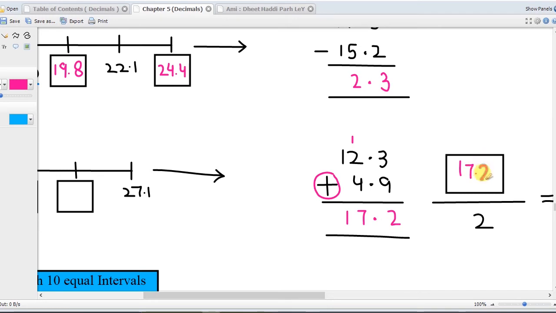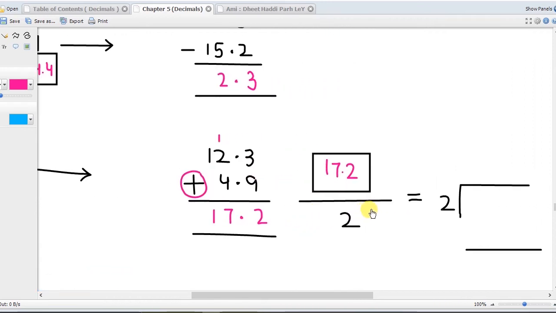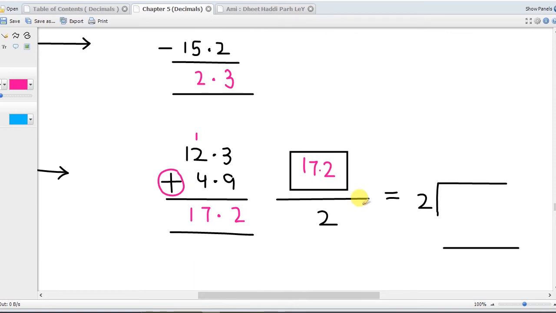Now simply divide this 17.2 by 2. Why are we dividing it by 2? Because the numbers we are taking here are just two values, right? If there are 3 values, we divide by 3. If there are 5 values, we divide by 5. This is the basic formula for finding the average or the mean: sum of all the numbers divided by the number of values. So the number inside the square root sign will become 17.2.